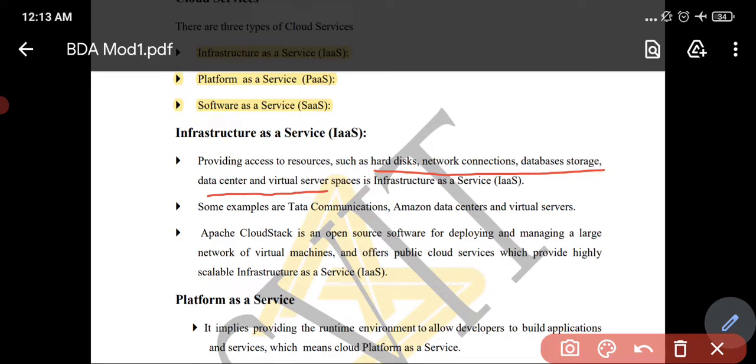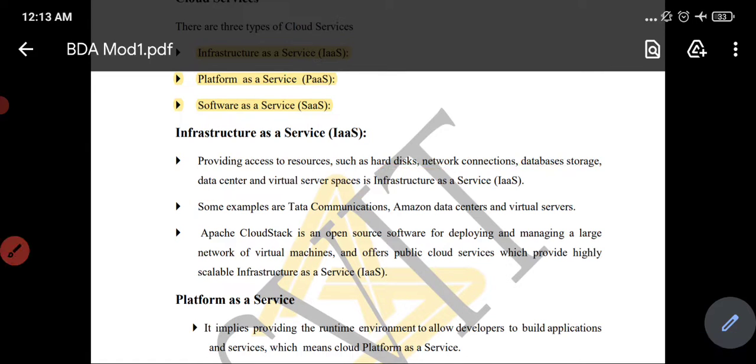So if they provide these features or services, then we can say it is infrastructure as a service, and the rest, that is the platform or software building, should be looked after by you. So you need to take care of that. Only the hard disk, database storage, and data visualization will be given by the service providers.